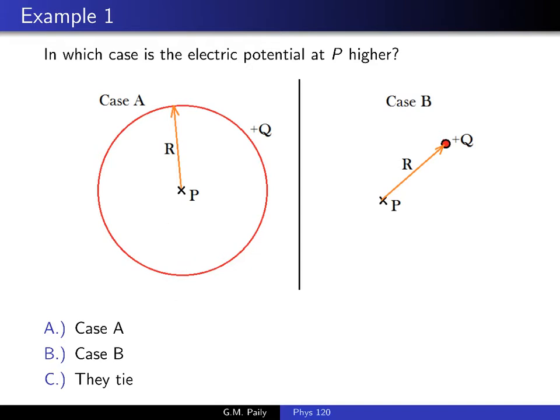Notice that the electric field at P is not the same in both cases. Here there is a strong electric field pointing away from the positive charge. Here the electric field at P is zero, because the electric field is a vector, and so direction must be taken into account.